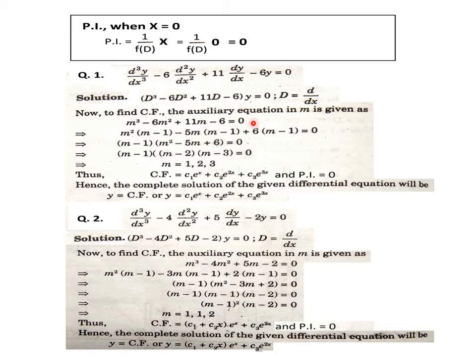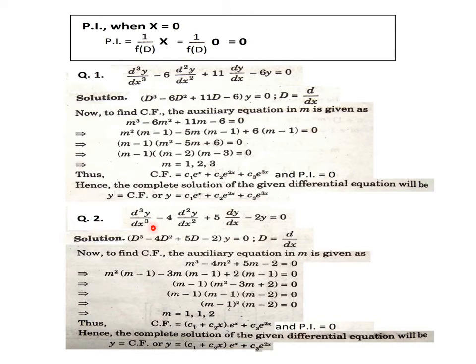Here it is cubic, so we solved it, and by solving it 3 real and different roots are obtained as m equals 1, 2, 3. And for these real and different roots we know that CF is very easy: c1 e power x plus c2 e power 2x plus c3 e power 3x. As the right hand side is 0, PI has to be 0. That is the case. The solution of such a differential equation is always given with the dependent variable, y here, so y equals CF plus PI. As PI is 0, it is only y equals CF, that is, y equals c1 e power x plus c2 e power 2x plus c3 e power 3x. Question number 2.